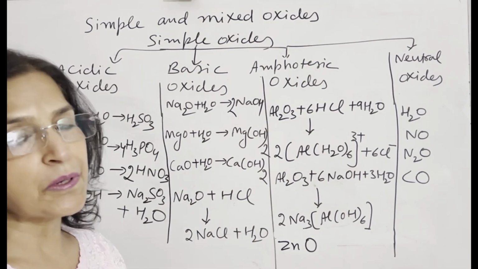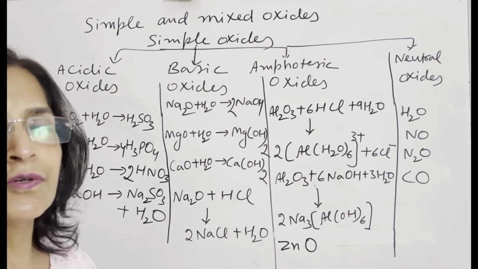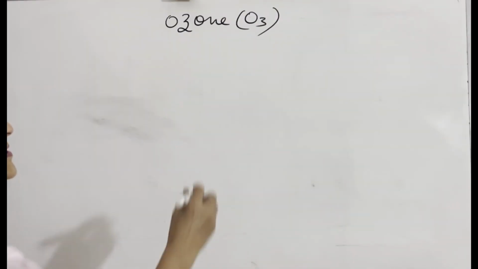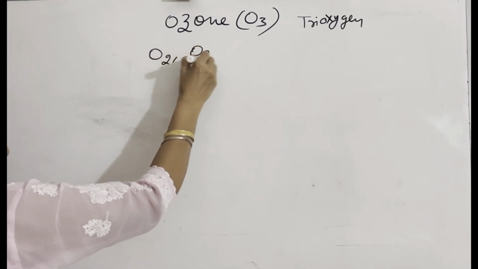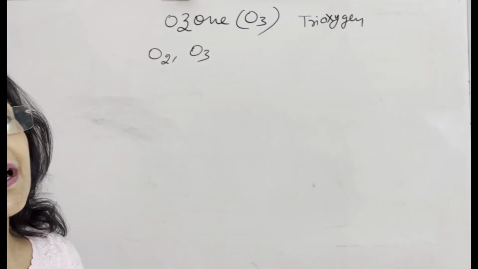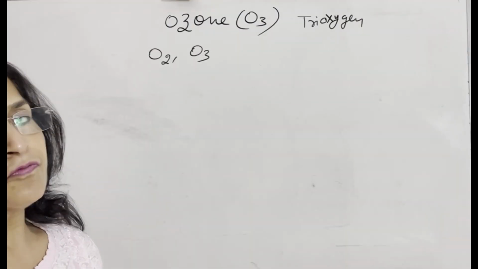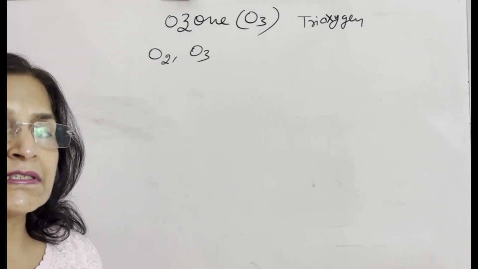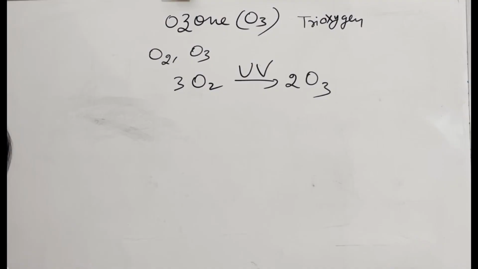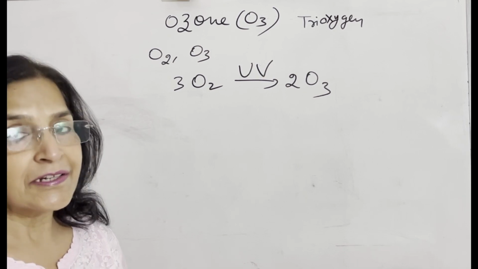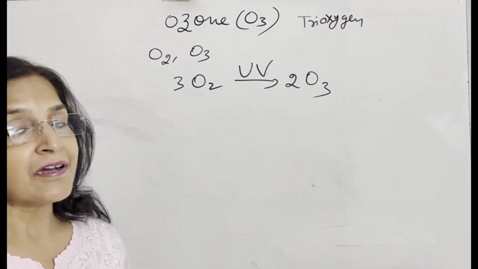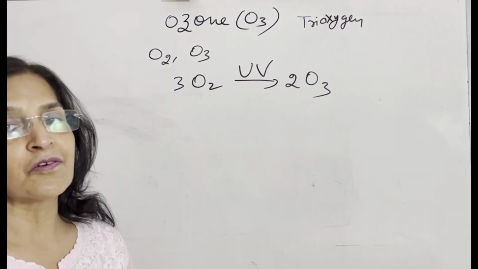Now we will discuss preparation, properties and uses of ozone. Ozone or trioxygen. Oxygen and ozone, these are two allotropic forms of oxygen. Ozone is present in the upper atmosphere and it is formed from atmospheric oxygen in the presence of sunlight. This reaction takes place. Ozone absorbs the ultraviolet radiation and protects Earth from the harmful radiations of the sun.